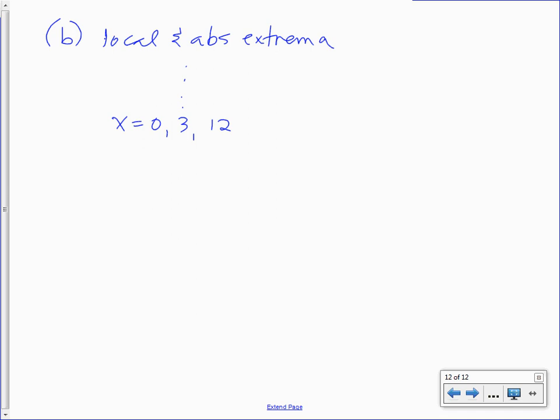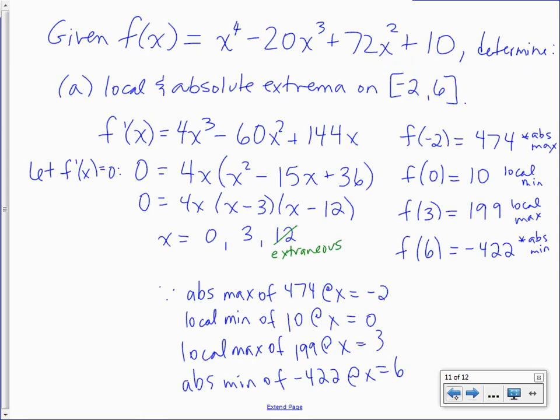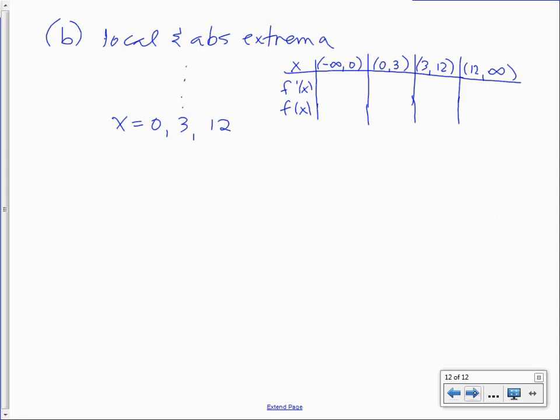Shall we just go with first derivative test, i.e. the increasing, decreasing chart? Yep. So if I do that, I have negative infinity to 0, 0 to 3, 3 to 12, 12 to infinity. I have f prime at x and f at x. Okay. So I choose my test values. Again, maybe I'll just copy the function here. The derivative was 4x, x minus 3, x minus 12.